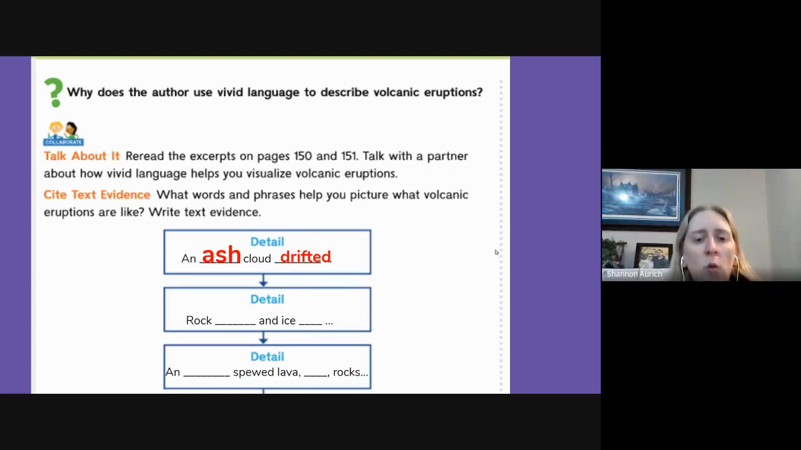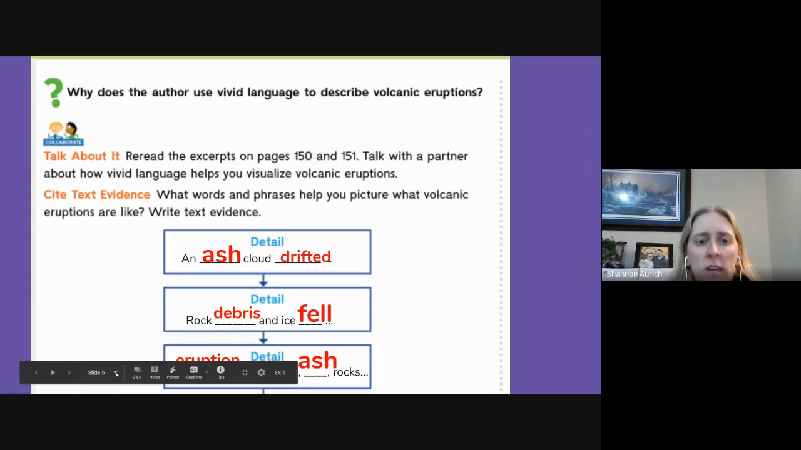Next detail, rock blank and ice blank. What did rock do? What did ice do? Rock debris and ice fell. So we have rock debris and ice fell. Both things fell. And the next detail, blank spewed lava. What spewed lava? Spewed lava, blank, and rocks. Spewed three things. An eruption spewed lava, ash, and rocks.